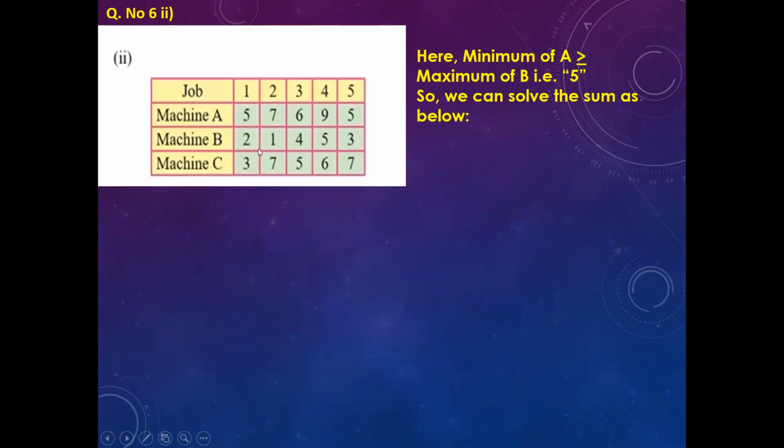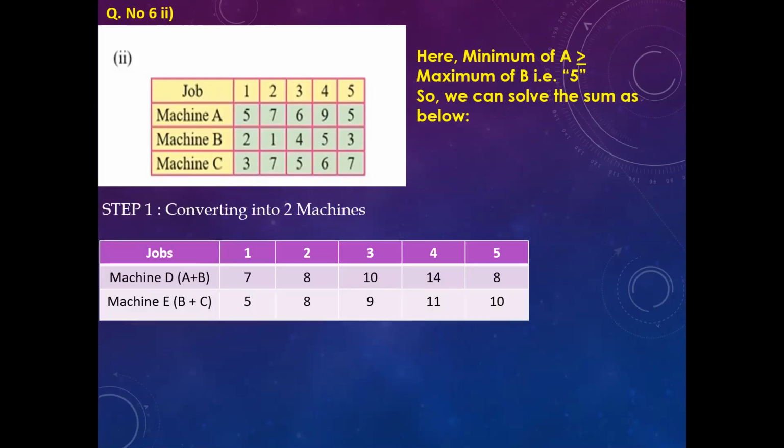Similarly, minimum of C is 3. So our second condition won't be satisfied. So we can start the sum and convert it into 2 machines, that is machine D and machine E, by adding A and B, and B and C, like this. Then you can move on with the next step, that is the required sequence. So starting with the minimum number, as you can see, it is 5. So I will write 1 in the last and cancel that particular column.